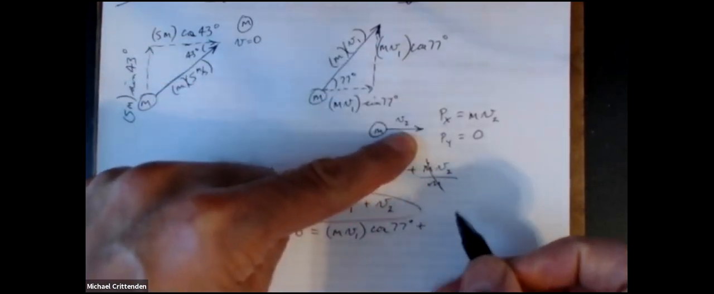There's no vertical arrow here. The y component is 0. And so there's that. Once again, just like in the x equation, the mass drops out. If you divide through by m, it's gone. So you've got 5 sine of 43 degrees equals v1 cosine 77 degrees.